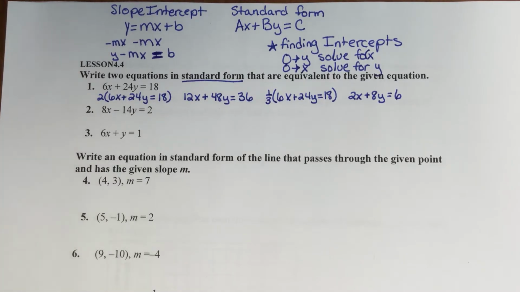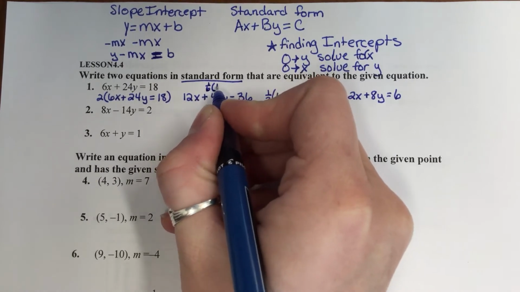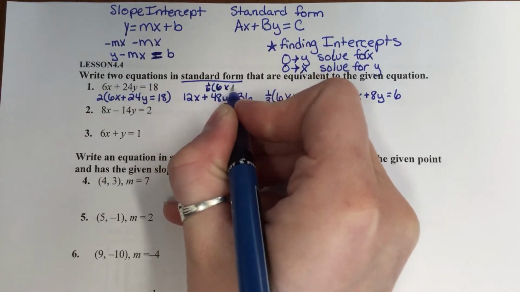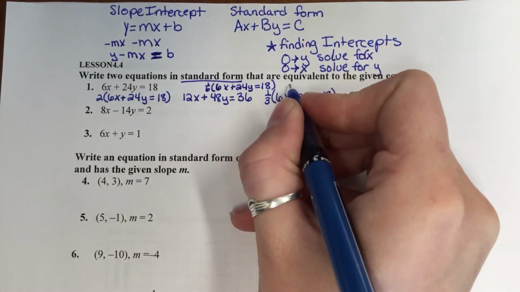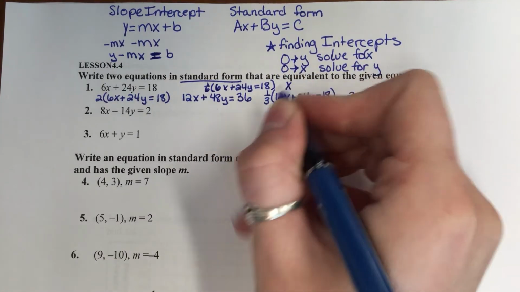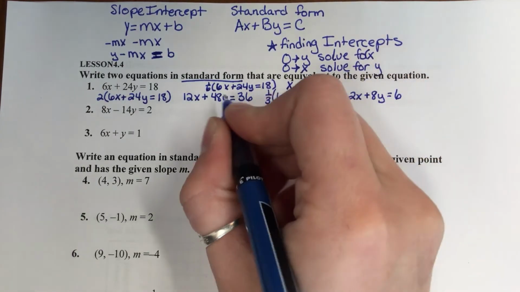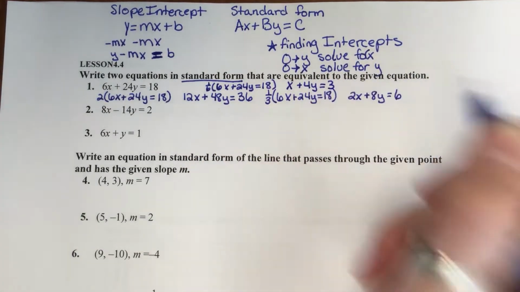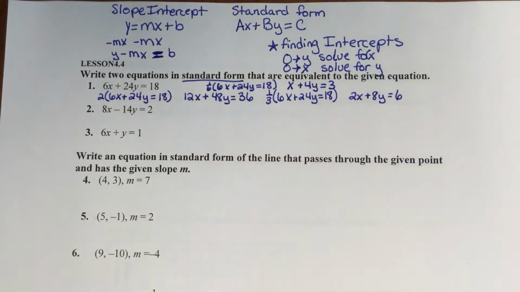The one that I am most likely to do is dividing by 6. So 1/6 times 6x plus 24y equals 18, because this makes the numbers the smallest. 6x divided by 6 is x, 24y divided by 6 is 4y, and 18 divided by 6 is 3. That makes my numbers the smallest. That one is again equivalent.